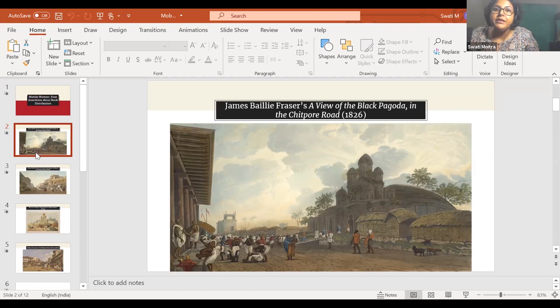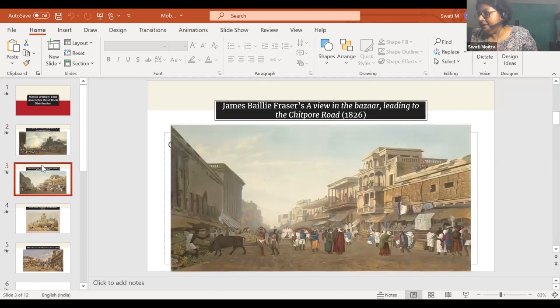Let me turn to the next image. Again, this is also a Fraser piece. It's a view in the bazaar leading to the Chitpur Road, also 1826. A few more women make their presence felt. There's an elderly woman with a walking stick, one with a clay pitcher, that ubiquitous image, and two more on the terrace of a building that overlooks the bazaar.